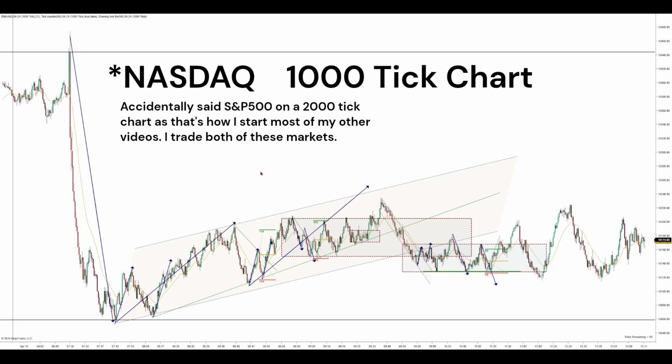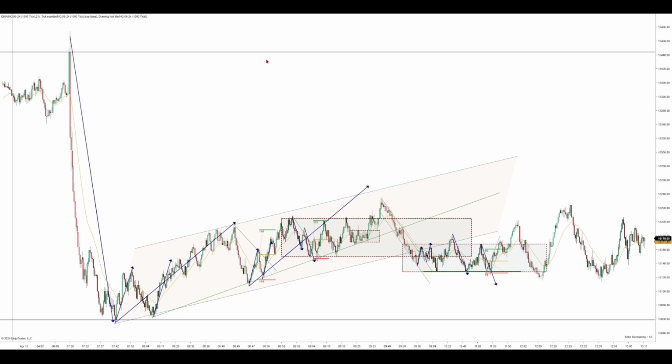Hi everyone, this is the E-mini S&P 500 futures. I'm using a 2000 tick chart and a 21 EMA. I've got my overnight high up here and my overnight low down here. These are our key levels for the day.